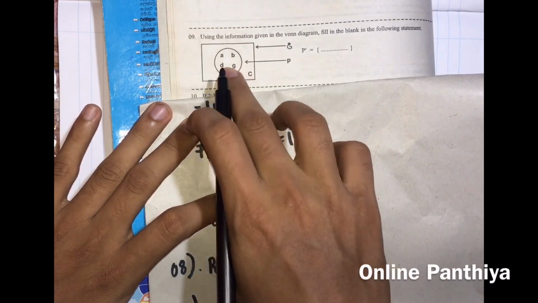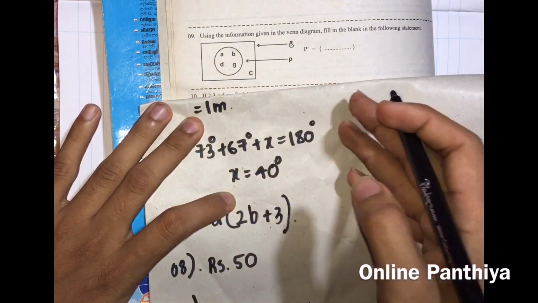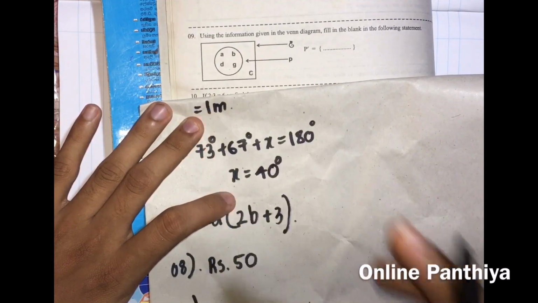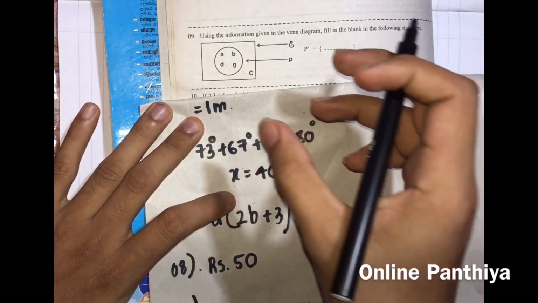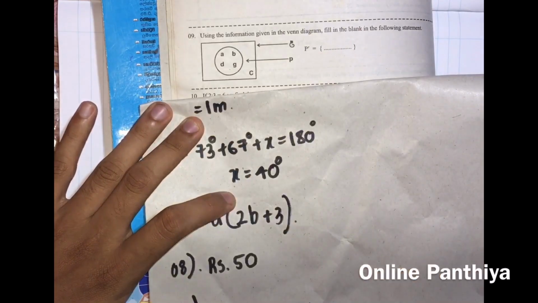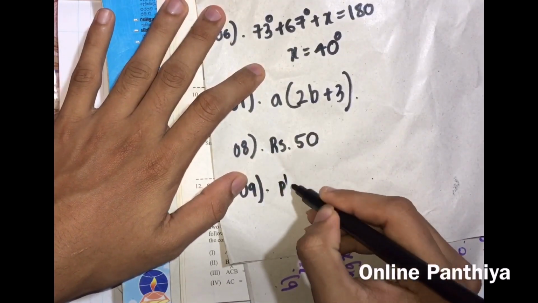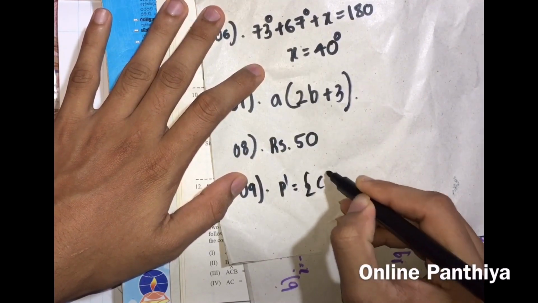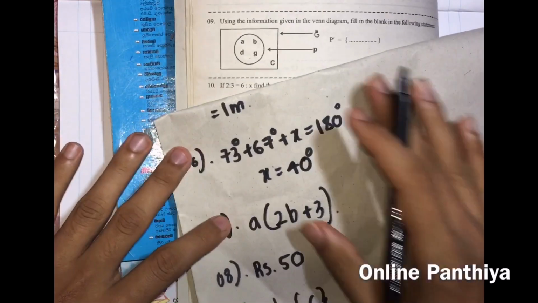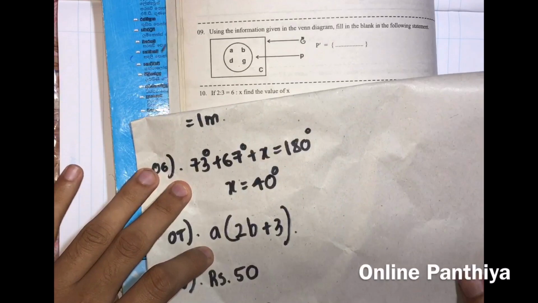Now P is this set. The complement of P means the one which is outside of P. In other terms, the one which does not belong to P. So P complement is equal to what? P complement is equal to only C, right? That is the only element that doesn't belong to P. Okay, let us move on to the 10th question.